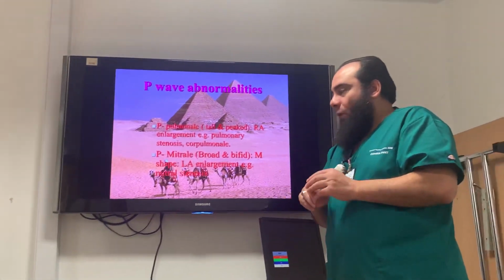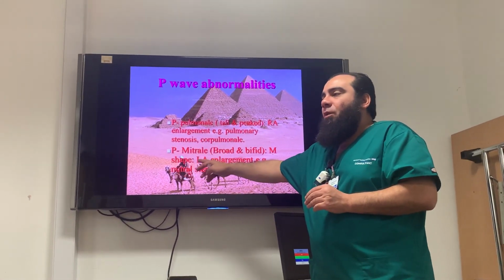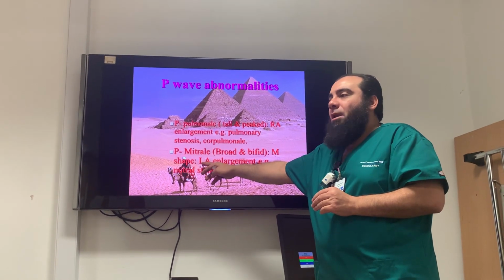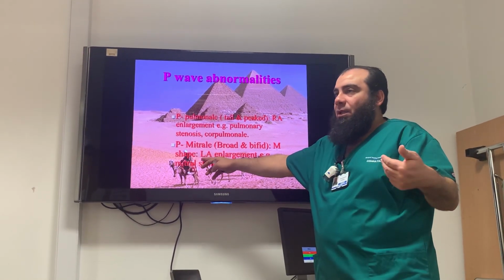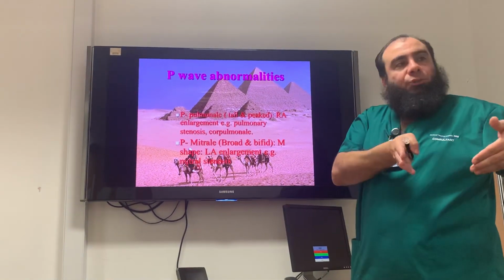Is it simple? Okay. So what about the P mitrale? What's the mitral valve? Which side is it? It means the left atrium. So P mitrale means left atrial enlargement.